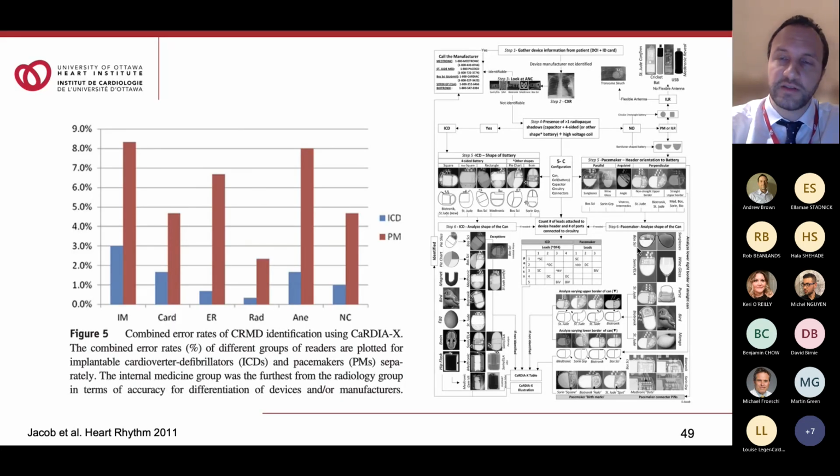This led Jacob et al. in 2011 to propose an algorithm that allowed a human to identify a cardiac implanted device, and this really involved comparing the device to aviator sunglasses or a glass of wine or a bird, or something that was approachable for a human. They compared different specialists based on their specialty: internal medicine, cardiology, emergency medicine, anesthesiology, as well as non-cardiologists. They saw an error level that reached up to 8% for pacemakers with their techniques.